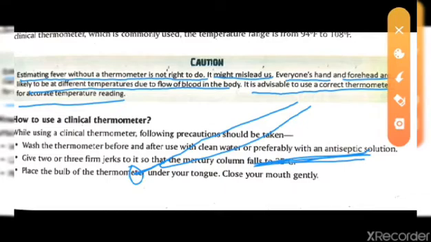When we have seen the reading, after that we need to clean the bulb with running water or with an antiseptic, so that there should not be any problem. So I've just told you in short. Now see how they have told you all to use the clinical thermometer.